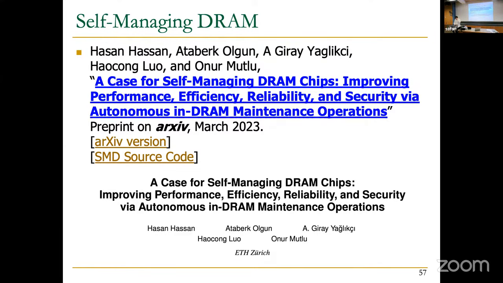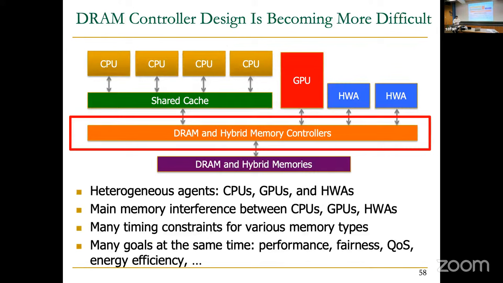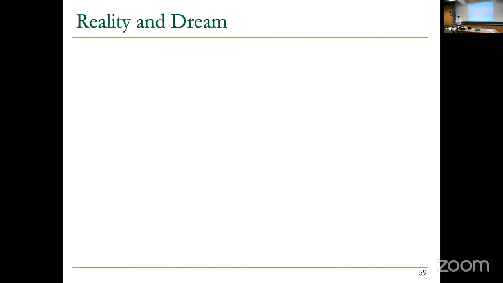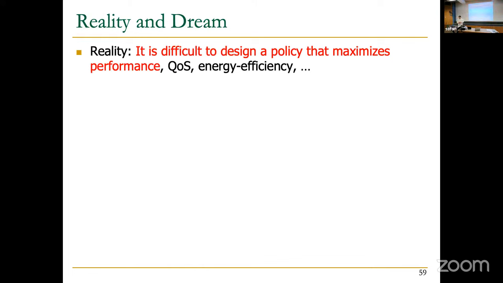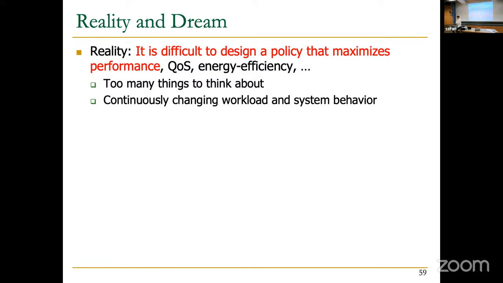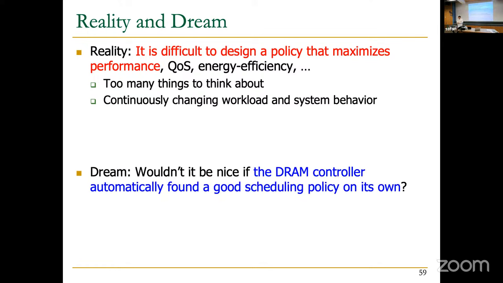No, good. Cool. Now going back to this outline slide, DRAM controller design is becoming more difficult. It would be really good if we could design a scheduling policy that would maximize performance, quality of service, energy efficiency, everything at the same time. But there are too many things to consider because the state of our system continuously changes, and those state changes result in different conditions that make finding that optimal policy difficult. I'll describe that in a bit more detail. The workload behavior also changes continuously. And wouldn't it be good if the DRAM controller could automatically find that scheduling policy on its own?